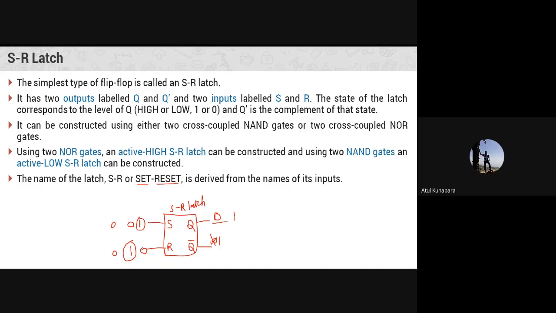Now what do you understand by this? For cross-coupled NOR gates, what does it mean? Suppose I just draw the diagram here, it will be easy for you to understand. Just a minute. I'm going to draw the NOR gate here. So the NOR gate will be like this. This is one of the NOR gates, and I can have another NOR gate here.